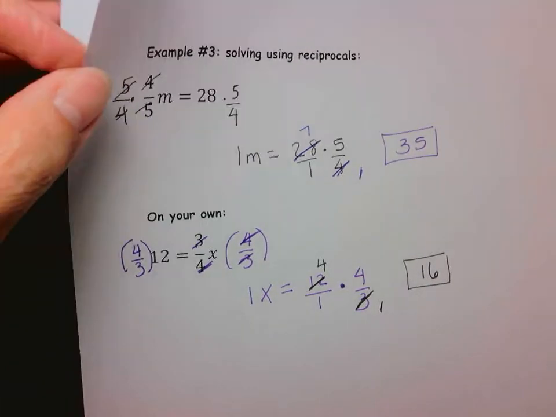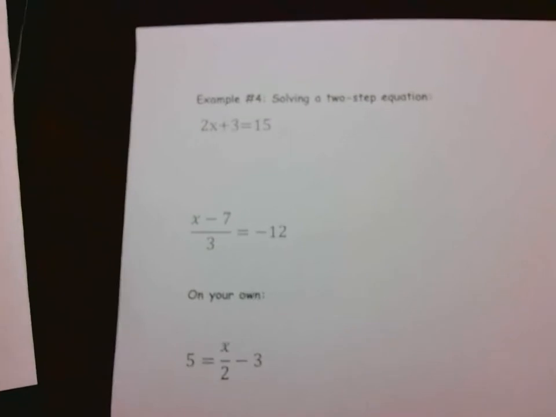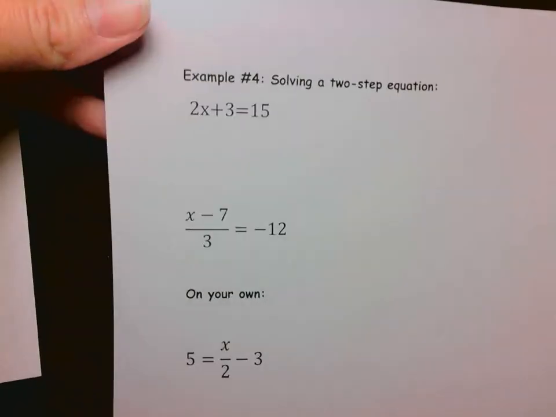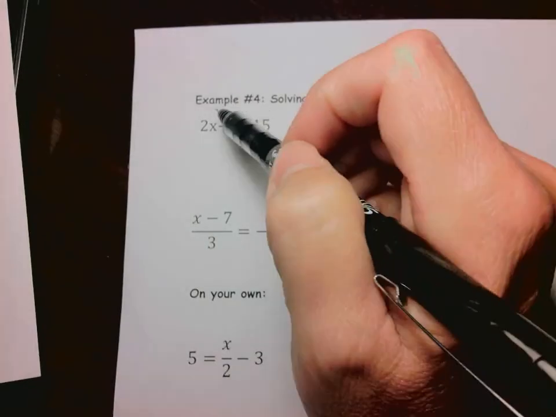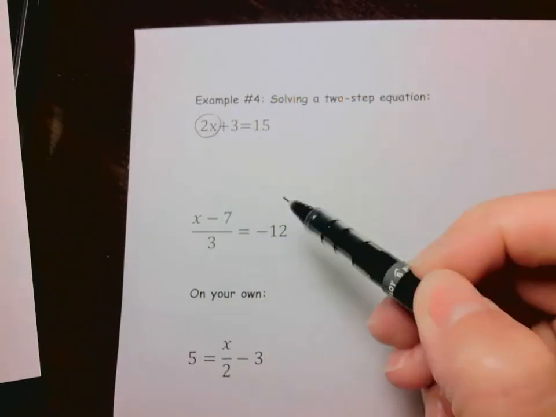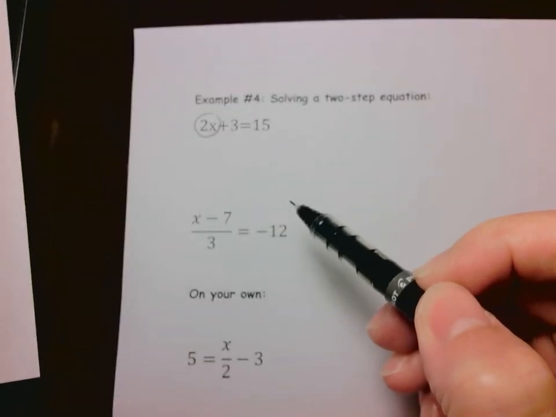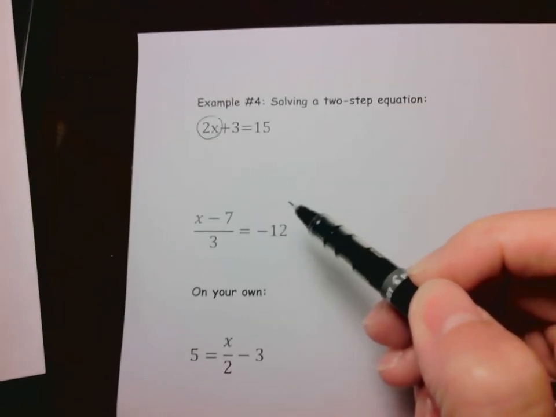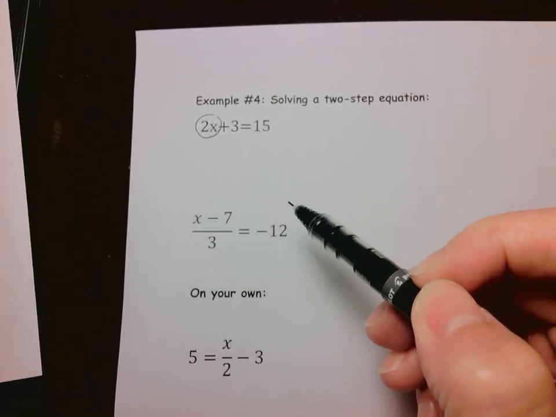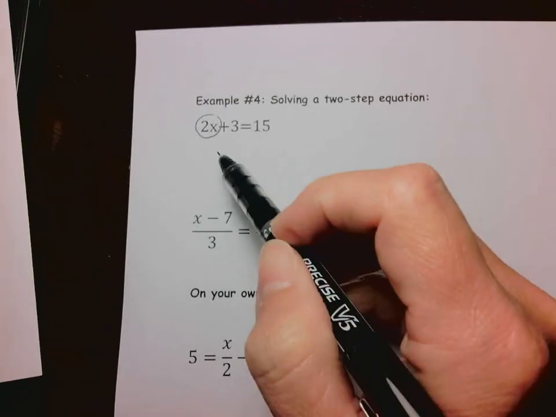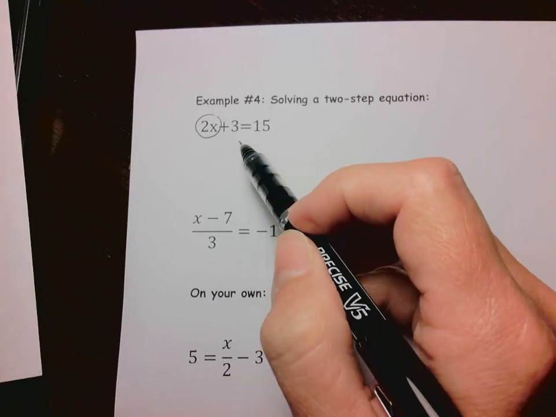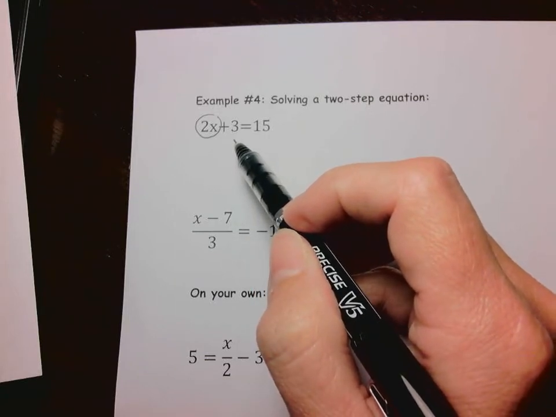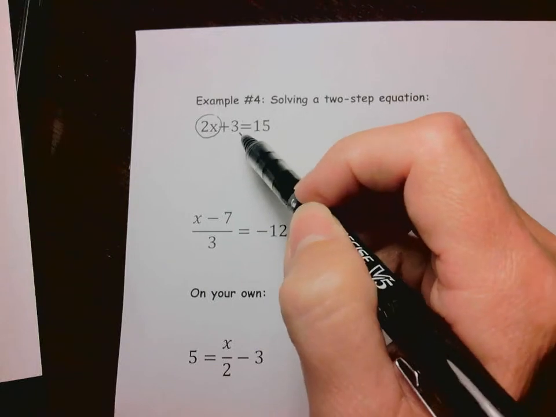Okay, last example, solving a two-step equation. What you want to do in these situations is circle out the term that has the variable, and then you want to deal with that term last. So I want to get everything away from the variable, but I want to deal with the term that actually has the variable in it last. So I'm going to start with this positive 3. So it's plus 3, 2x plus 3.